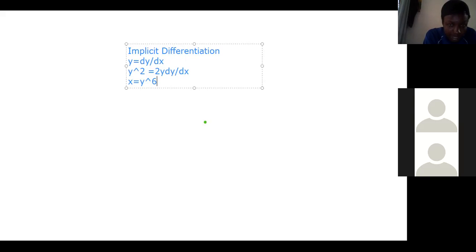Find dx dy. The reason is that we assume x is standing for the whole of this, and we've been asked to differentiate anything in the whole of this one, and the whole of this one is y, or constitutes y. So you are differentiating the whole of it with respect to y. And so if you are differentiating with respect to y, then dx dy will become 6y raised to the power 5.